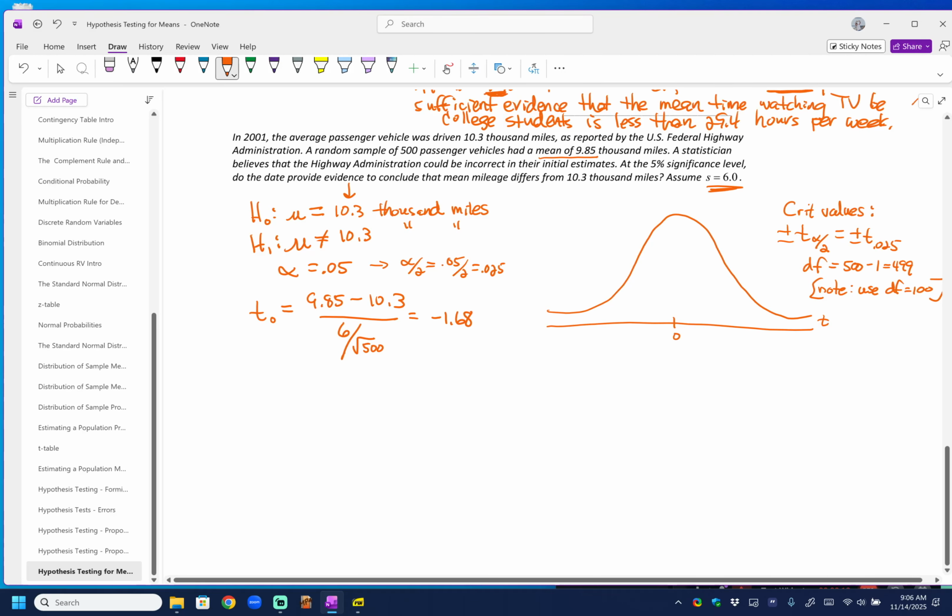Okay, so we end up with that value that we found, 1.984. Remember, it's both positive and negative because there are two critical values. In a two-tailed test, we reject in the two tails. So we reject H0 over here and over here. And we fail to reject in the middle.